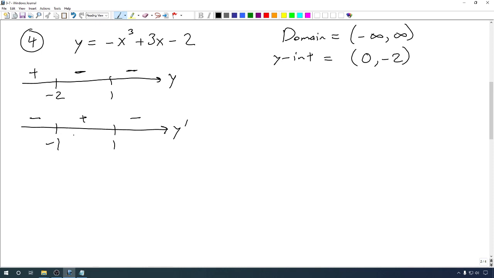And actually at this point, from our number line, we can already determine some stuff about the particular curve. We know that it has to have a relative minimum at negative 1 because it was decreasing and then increasing. And at 1, it has a relative maximum because it's increasing and then decreasing. That's all thanks to the first derivative test.